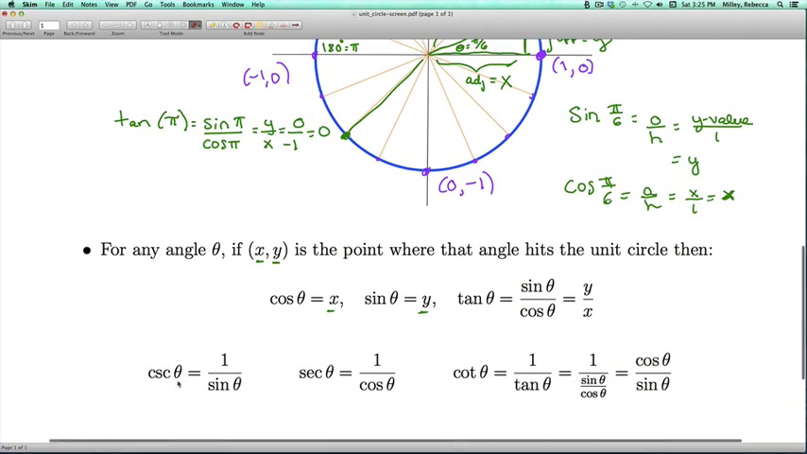The other three trig functions are defined in terms of sine and cos, and so you can use them in the same way. Cosecant is 1 over sine, that's 1 over y. Secant is 1 over x. Cotan would be x over y. So just knowing the coordinates of the first quadrant, you could get the coordinates of all the other multiples of 30 and 45, and then you can figure out the sine, cos, and tan, cosecant, secant, cotan of all of those angles in exact value.